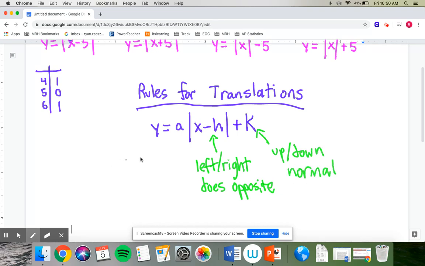The last thing you need to know is this a right here. This controls the slope of the rays. And if you can remember, this is like a memorize box right here. If you know all of this, graphing absolute values is really, really easy. And I'm going to do one more video for this section, and you guys will see how simple these rules are once you've learned them.